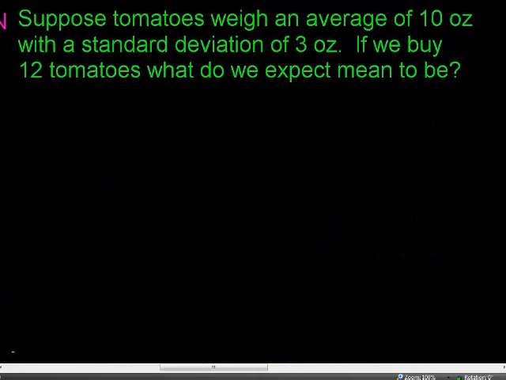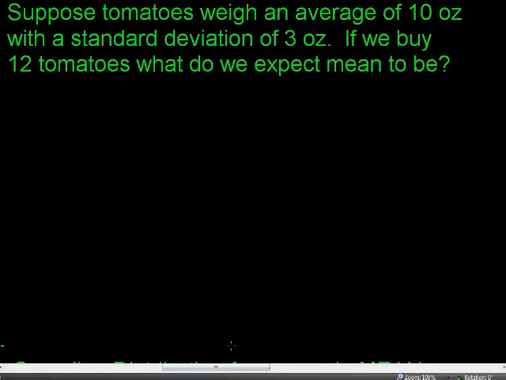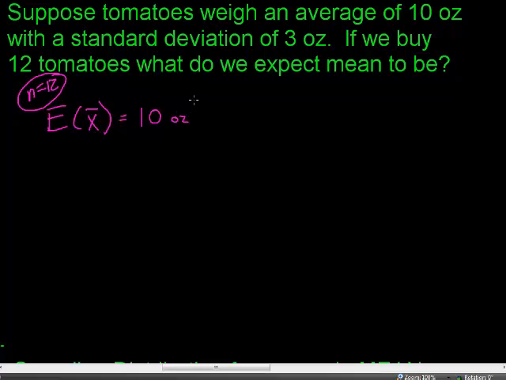All right. Suppose tomatoes weigh an average of 10 ounces with a standard deviation of 3 ounces. If we buy 12 tomatoes, what do we expect the mean to be? Well, what do I expect my sample of 12 tomatoes to be? Why would I expect an average anything other than 10 ounces? If the true average is 10 ounces, then I certainly expect my sample to be 10 ounces. But again, my standard deviation is going to change here. Why? Because I have 12 tomatoes. I think I said apples earlier, sorry, tomatoes.